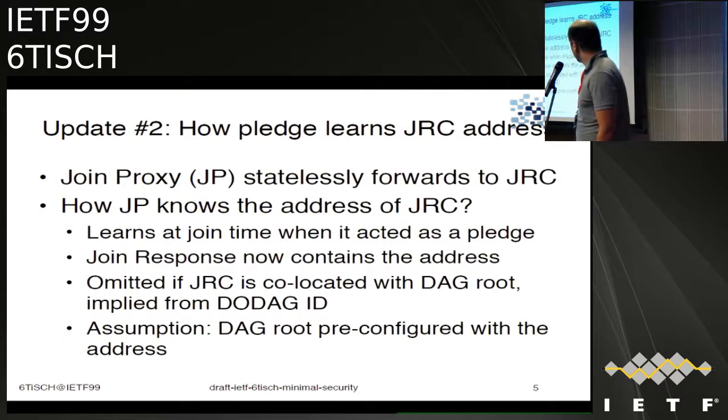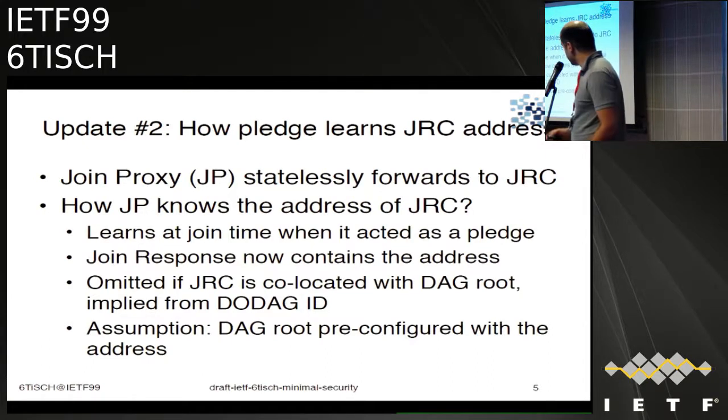Right now, to come back to the initial point of how the join proxy learns the JRC's address, the join proxy essentially plays the role of a CoAP proxy and statelessly forwards the requests and relays the responses back to the pledge. For this, we use a CoAP option that is defined in minimal security that we term the stateless proxy option.